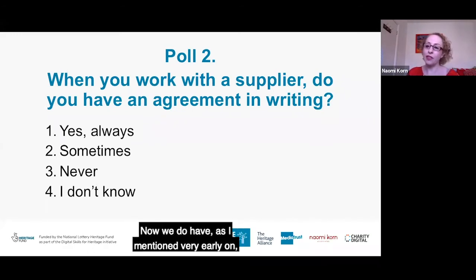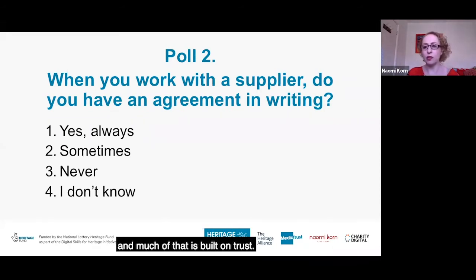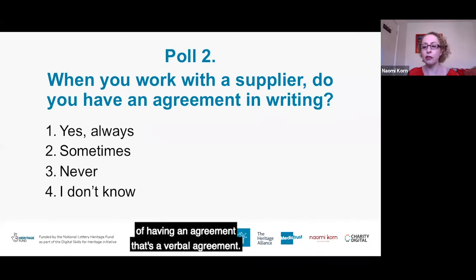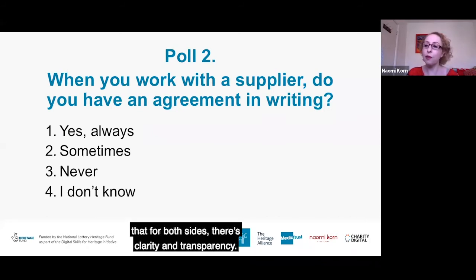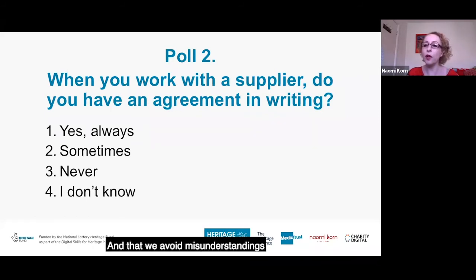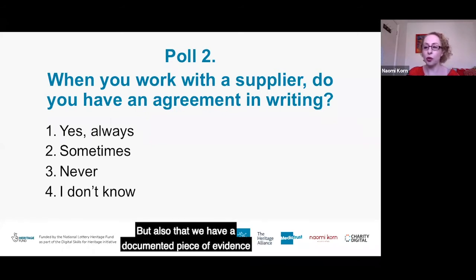Now, we do have, as I mentioned very early on, a very, very close relationship with our suppliers, and much of that is built on trust, and we often work with suppliers for many, many years, and it's very easy to get into the habit of having a verbal agreement. But it's absolutely fundamental that for both sides, there's clarity and transparency, and that we avoid misunderstandings regarding what each other's roles are, but also that we have a documented piece of evidence that can support us downstream.